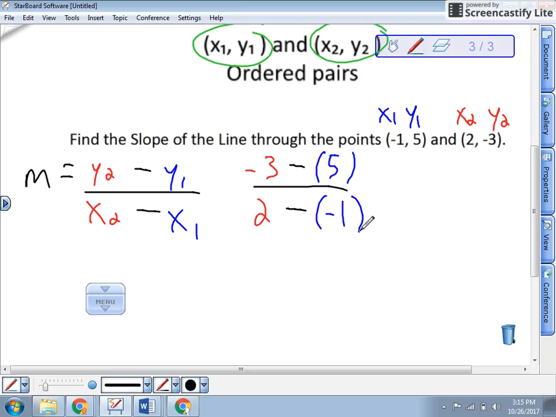So now we evaluate this. So on top, -3 minus 5 is -8. And on bottom, 2 minus a -1. Well, these negatives cancel out. So this becomes a +1. So 2 plus 1 is 3. That doesn't reduce. So our final slope is -8/3. The ratio of slope, again, rise over run.